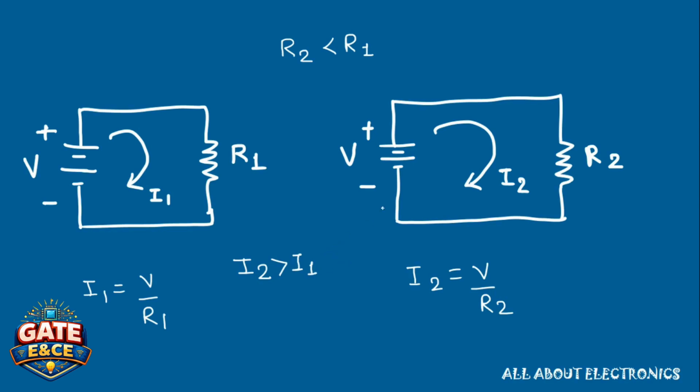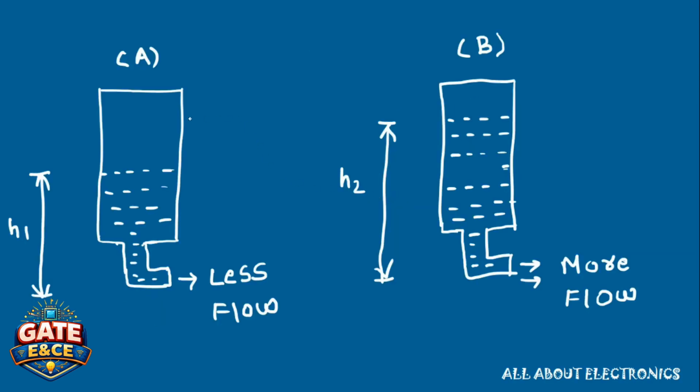Now let's take a second example, in which we have two water tanks with the same diameter of hose pipe, but in both the tanks the water level is different. In the first tank we have less water, so the pressure exerted at the bottom of this hose pipe will be less. Because of the less pressure, the flow of water will be less. But in the second case, as it contains more water, the pressure exerted at the bottom of the hose pipe will be more. So because of the more pressure, the flow of water will be more through this pipe.